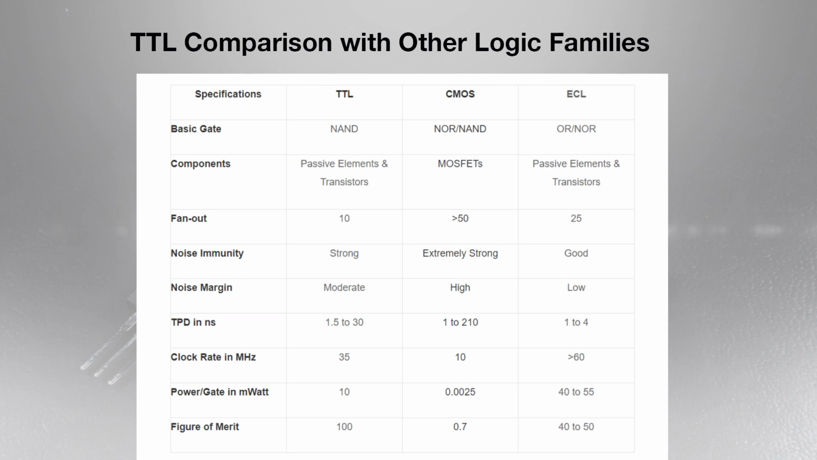Propagation delay in nanoseconds is 1.5 to 30 for TTL, 1 to 210 for CMOS, and 1 to 4 for ECL. The clock rate in megahertz is 35, 10, and more than 60. The figure of merit is 100, 0.7, and 40 to 50.